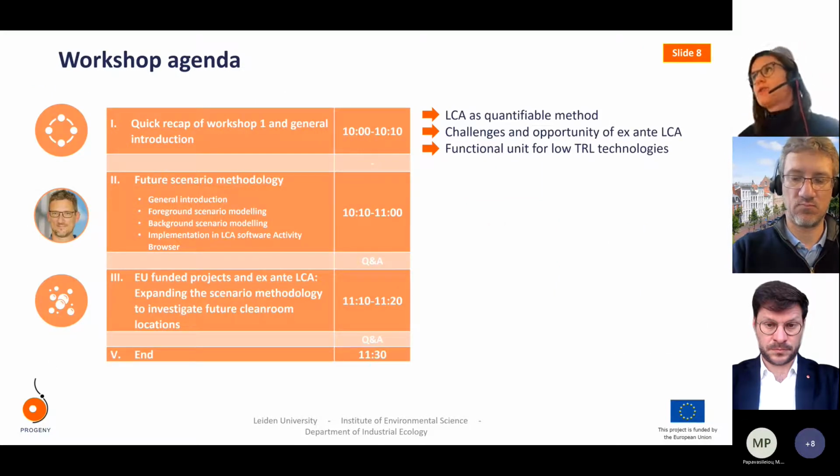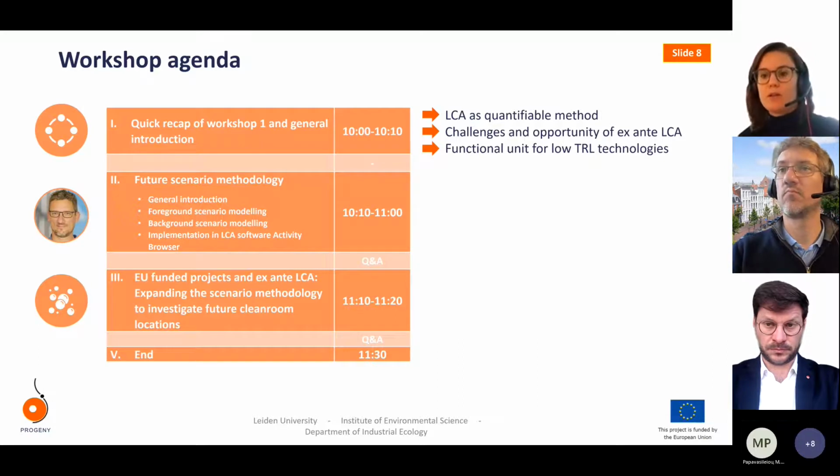So in the last workshop, we were able to show or repeat what life cycle assessment is about, then the challenges and opportunities of ex-ante life cycle assessment, and then also stressing the functional unit, how important it is for assessing the environmental impacts of emerging technologies, and that everything is calculated around that.